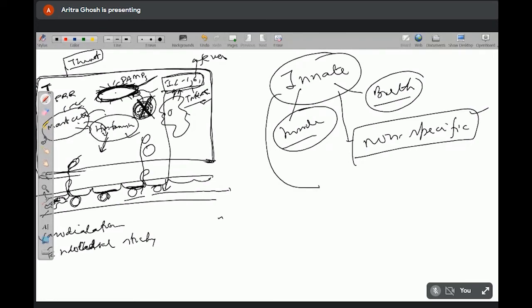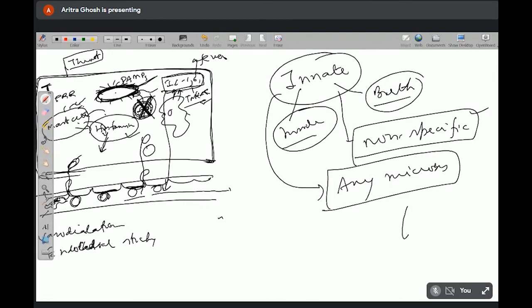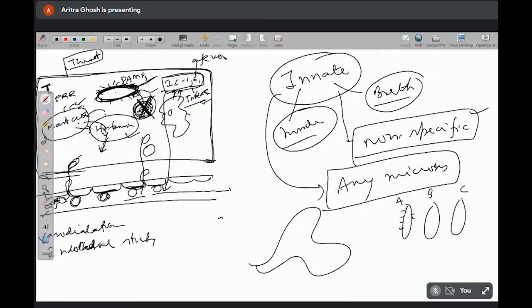It can detect not only A, not only B, not only C, but all, because it detects only the PAMPs. Suppose these are gram negative, and this C bacteria is also gram negative. That means lipopolysaccharide is there. These are the lipopolysaccharide of C. So these polysaccharides are detected by this host cell. That's why this is not specific.